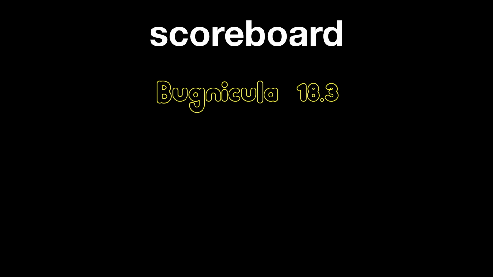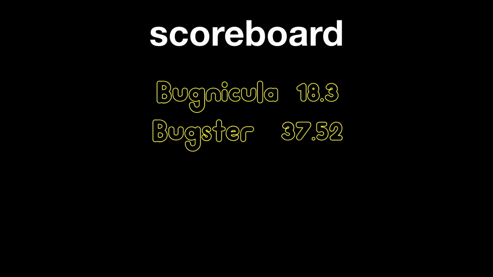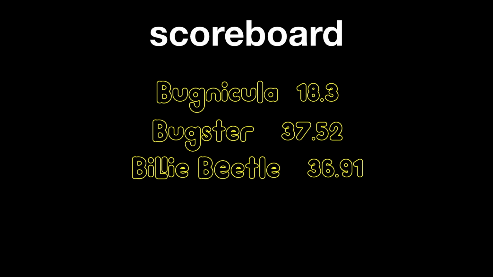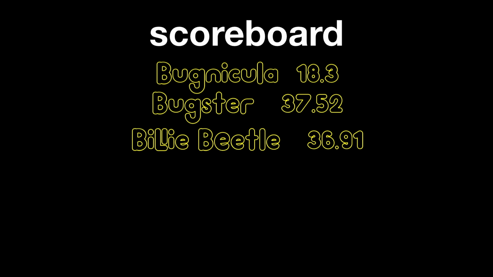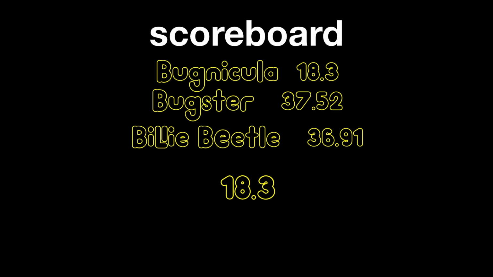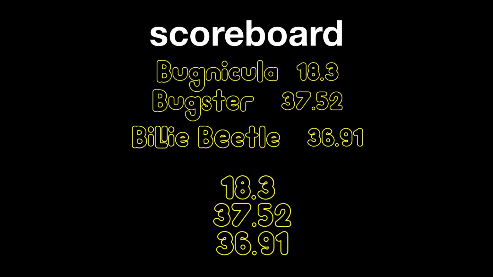We have Bugnicula with a time of 18.3 seconds. Bugster with a time of 37.52 seconds. And Billy Beetle with an impressive time of 36.91 seconds. In order to compare those scores and see who has the fastest time, we'll want to find which one of these is the least. We're going to rewrite the numbers and line up the decimal points, and then we'll compare starting from the left-hand side, which will be the greatest place.